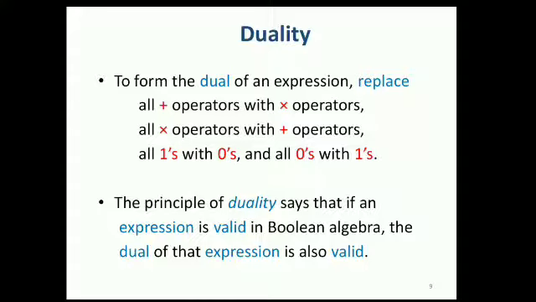One more principle that exists here is known as the principle of duality. We state that if an expression is valid in Boolean algebra, then the dual of the expression, derived by replacing the plus operator with the multiply operator and the multiply operator with the plus operator, and the value 1 with zeros and zeros with 1, is also valid in Boolean algebra.